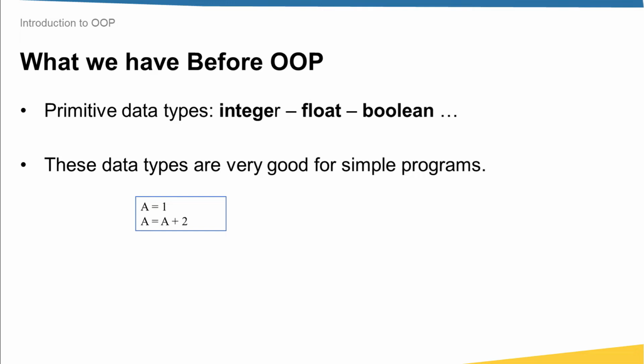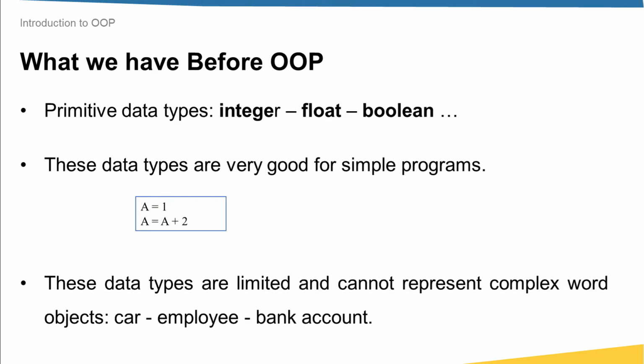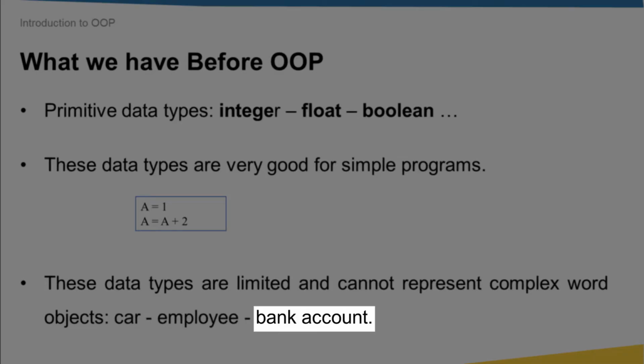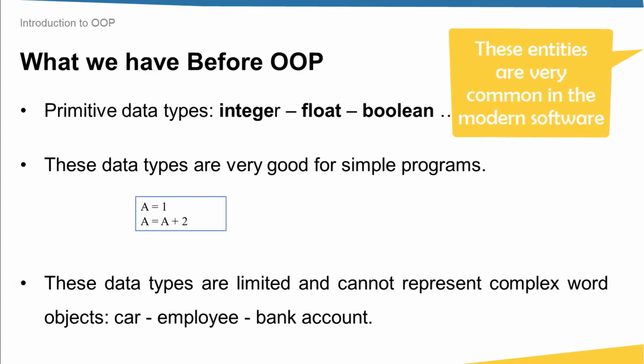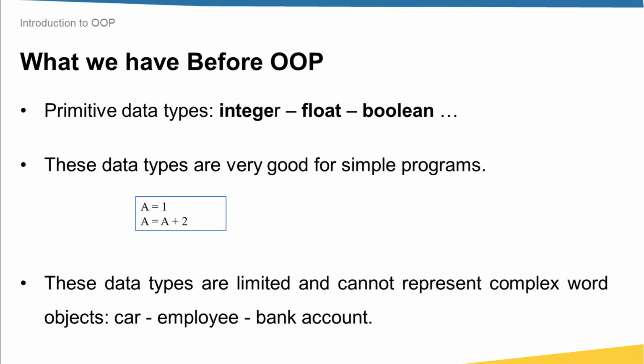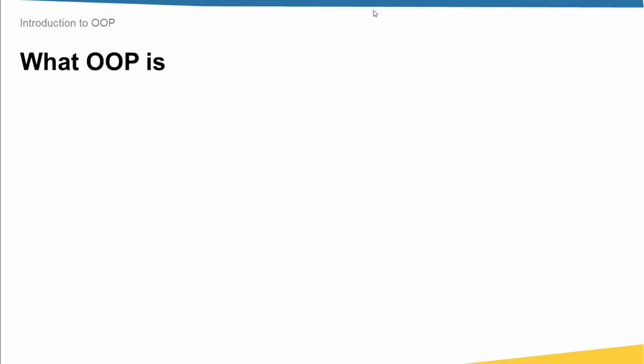However, nowadays, we have more complex problems that require more complex software. But these data types are very limited and can't represent complex real-world objects like car, employee, bank account, etc. And as we know, these entities are very common in modern software. Therefore, it's clear that the old programming languages suffered from an issue about how to define and handle new and complex data types. And in order to handle this issue, OOP has come to the scene.